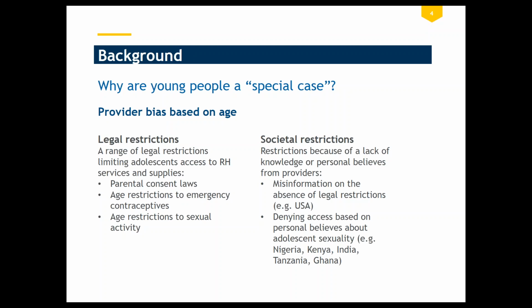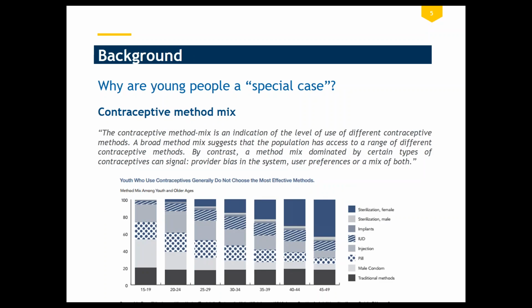The second thing that we found is that when looking at the contraceptive method mix, and this is an indication of the level of use of different contraceptive methods, at the coalition we strive for a broad method mix, because that suggests that the population has access to a range of different contraceptive methods, and by contrast a method mix that is dominated by certain types can signal that there are some barriers in the society to accessing a wide range of contraceptive methods.